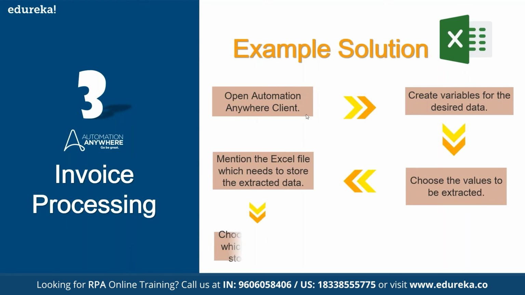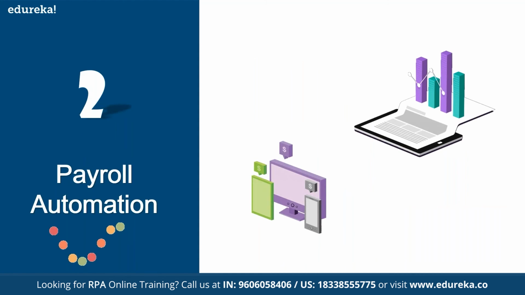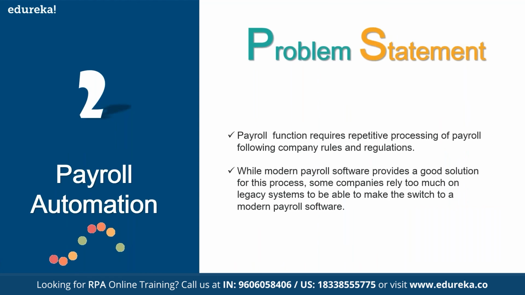Open the Automation Anywhere client, create variables for the desired data, choose the values to be extracted from the PDF, and mention the Excel file in which the extracted data needs to be stored. Choose the cell where you want to store the data and execute the automation. So extracting specific data from PDF and storing it in an Excel is one more project, that is invoice processing. Next, payroll automation. So you know what a payroll is, right?